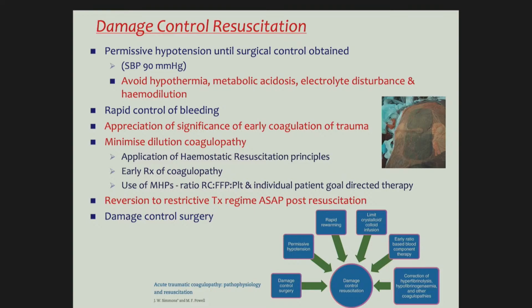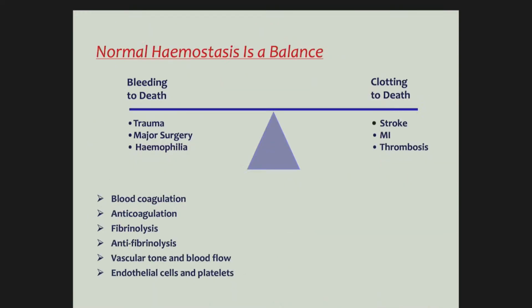So in these massively transfused patients, the products, the fluids that you're giving these patients must go through a blood warmer. Because remember, our components are stored at 2 to 6 degrees. We don't want to contribute to that underlying hypothermia. Limit the use of crystalloid or colloid, early use of the ratio of 1 to 1 to 1 red cell, plasma and platelets, and identify if these patients have hyperfibrinolysis or they're low in fibrinogen.